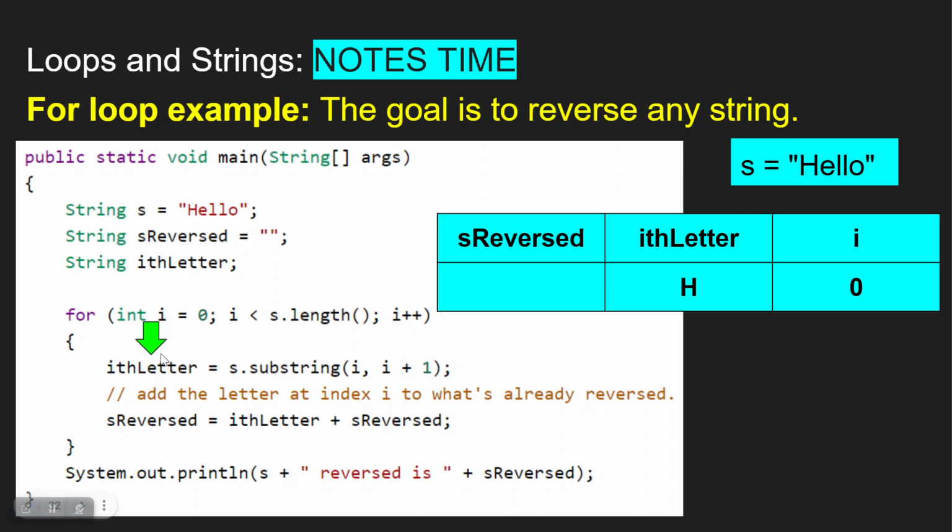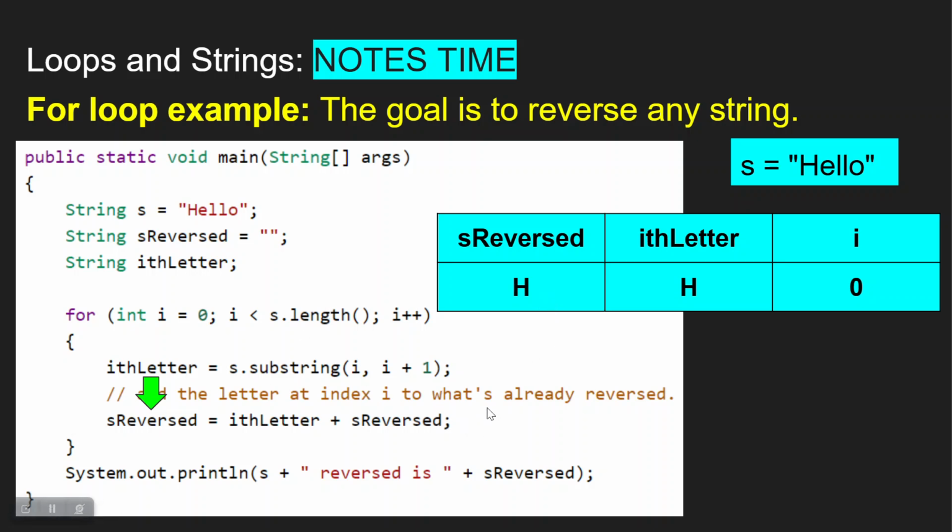So ith letter is equal to s.substring from i to i plus 1. What that means is the substring from 0 to 1, which is just our letter H, and that is being stored currently in ith letter. Now, sReversed is equal to ithLetter plus sReversed. So H goes right here, and sReversed currently doesn't have anything in it, so there's nothing to concatenate onto the end here.